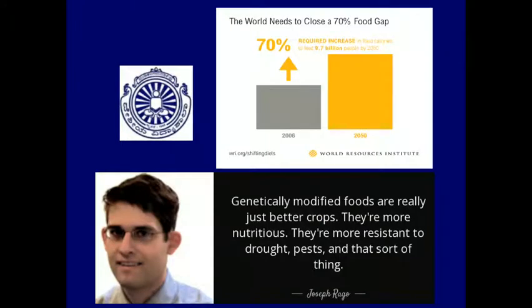So that is the only answer left for us now. From 2006 to 2050 we will have a gap of 70% in food, and that food gap we have to fill only through these genetic engineering technologies. Genetically modified foods are really just better crops. They are more nutritious, more resistant to drought or pests and other things. So this is the importance of genetic engineering.